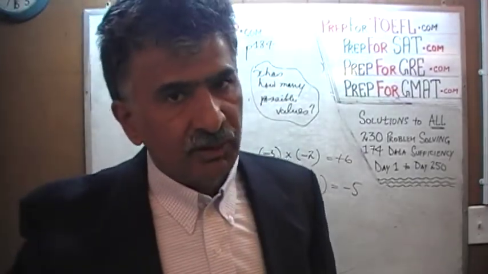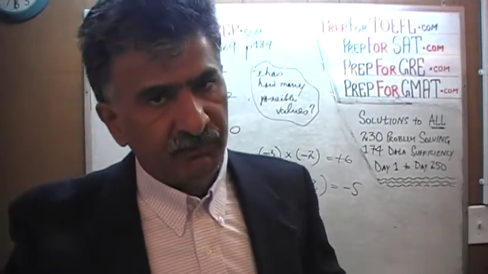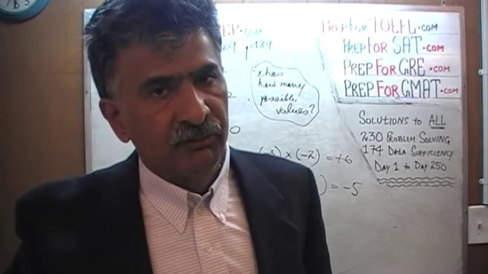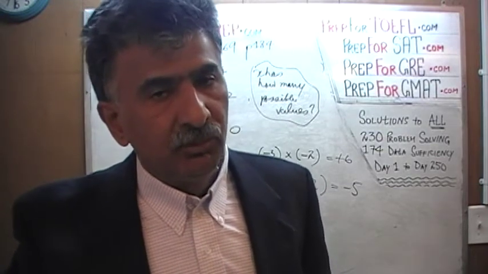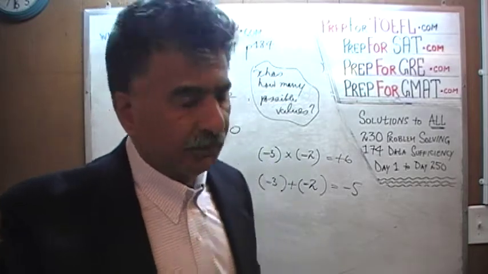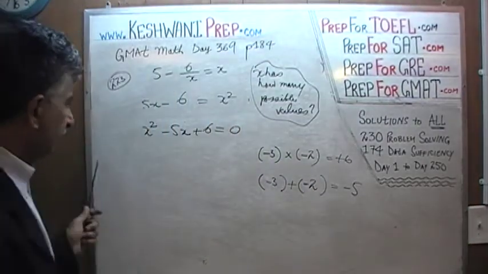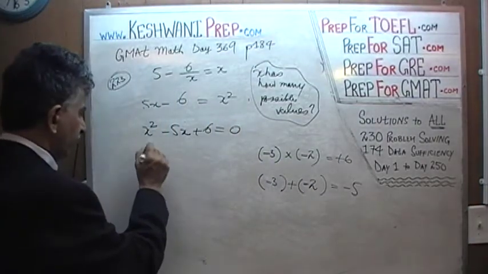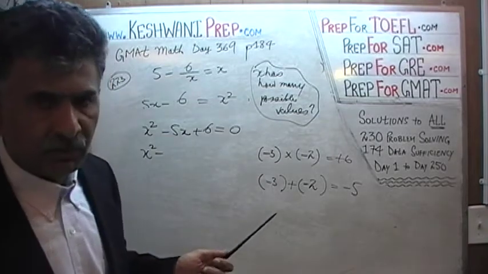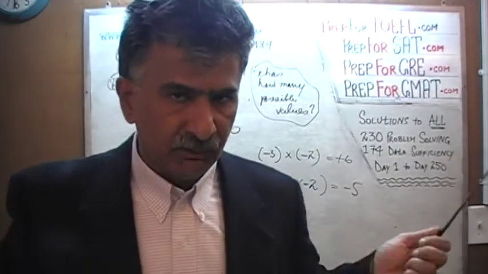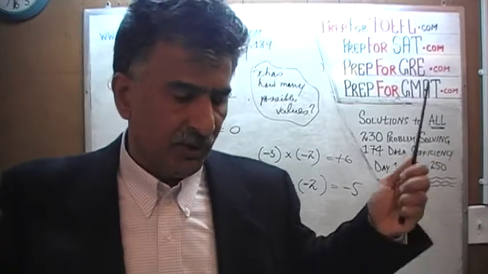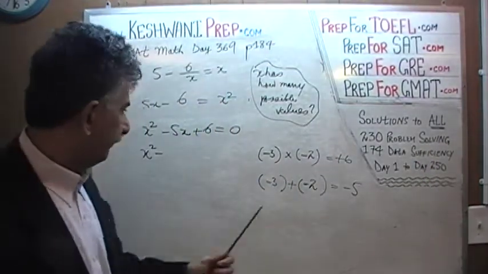What those two values are, we're not really interested in that. Nobody's asking us what the roots of this equation are. They're simply asking us, how many roots does this equation have? The answer is 2. But we're going to finish it up anyway, just for learning purposes. As far as the exam is concerned, we are done. If we were taking the real exam right now, we are done. The question was, how many roots does it have? The answer is 2.